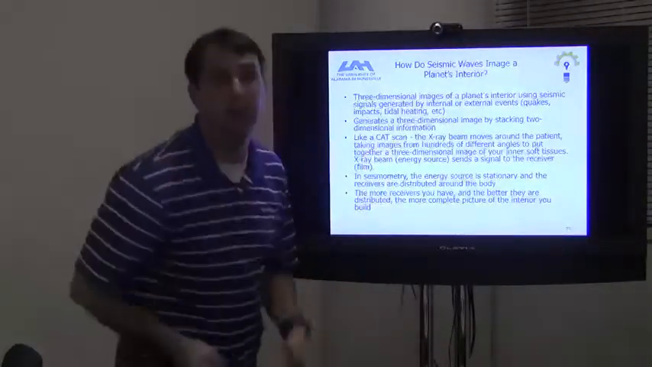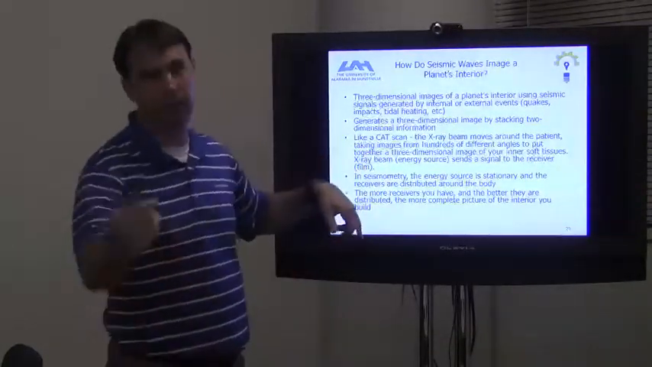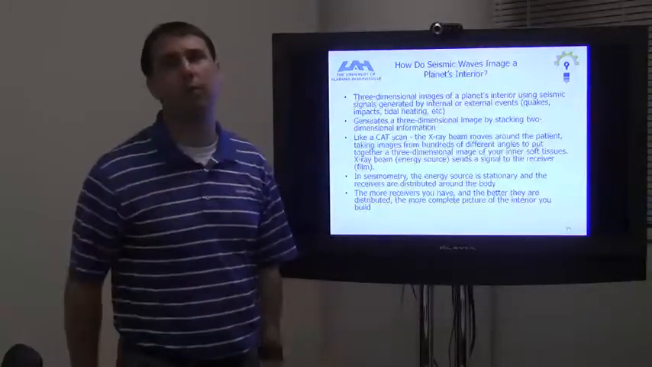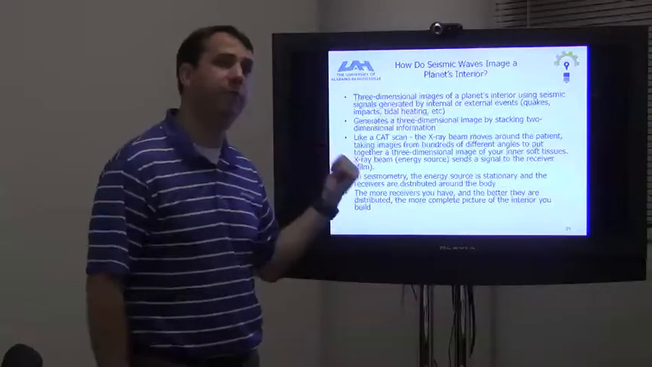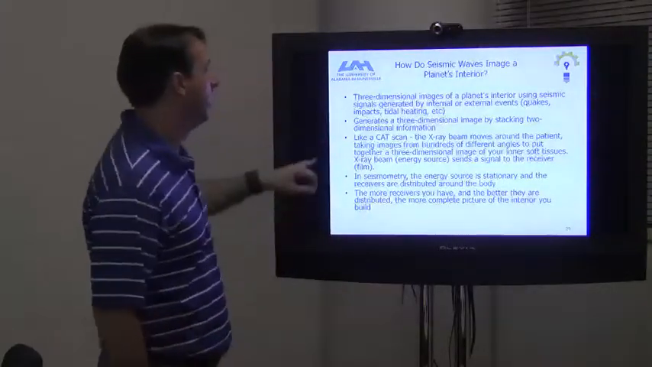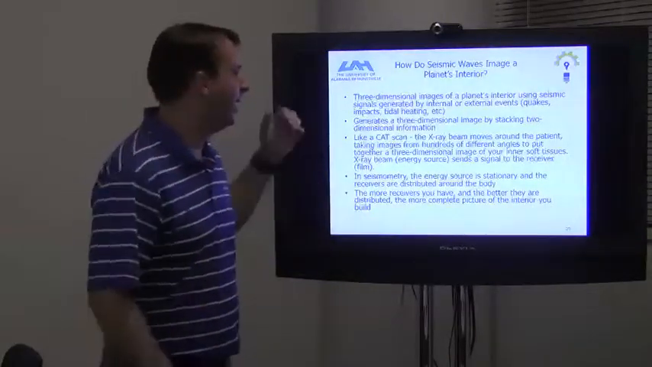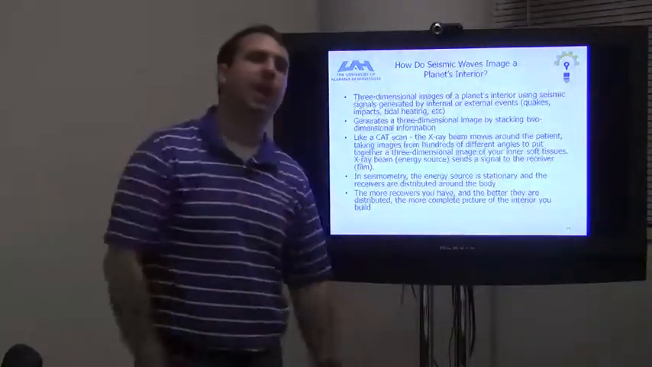I just wanted to include it because it's a way to measure internal structure. But quakes are the most common way to do it. Earthquakes, or in our case, Venus quakes, would be the most common way to do it. So it generates a three-dimensional image by stacking 2D images, okay? It works like the opposite of a CAT scan machine.